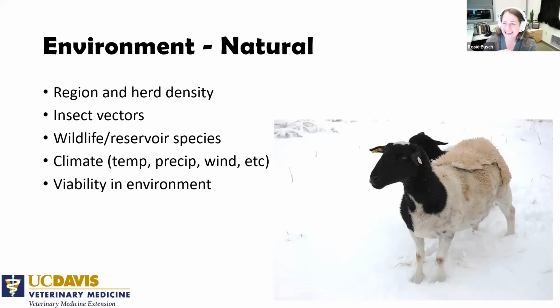Climate, again, we can't control that at all. We can try to manage how we respond to certain climate changes. So that would be something that maybe we can try to plan for. And then the disease viability within the environment. We'll talk about a few examples about how we think about certain pathogens that can persist in the environment. At certain temperatures or with certain moisture levels, those pathogens can die, which can be very helpful because it helps minimize pasture contamination and things like that.